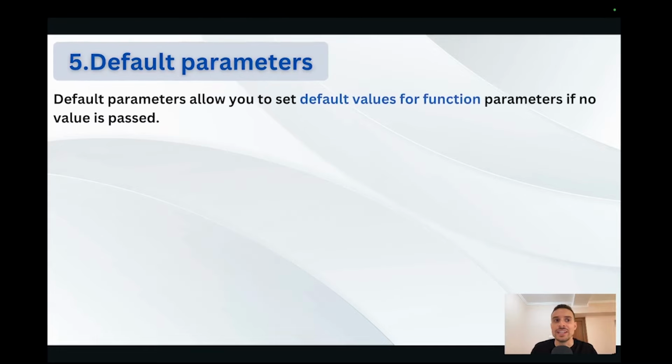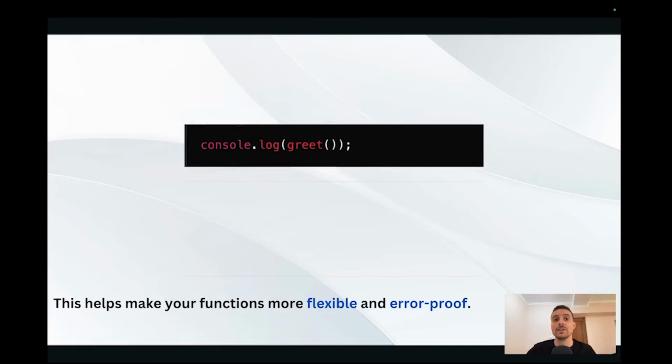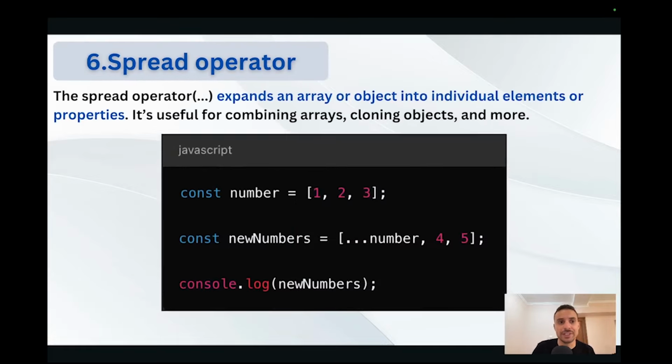Number 5 is default parameters. These are great when you want to provide a function parameter with a default value, and well, this makes your functions more flexible and error proof. Number 6 in the list is the spread operator. The spread operator is a handy syntax which expands an array or object into individual elements or properties. It's useful when you want to combine arrays, clone objects, and more.